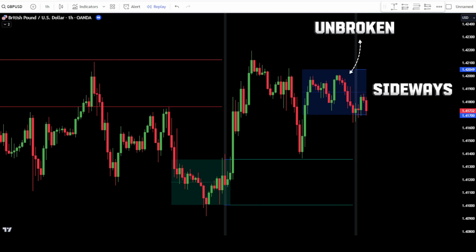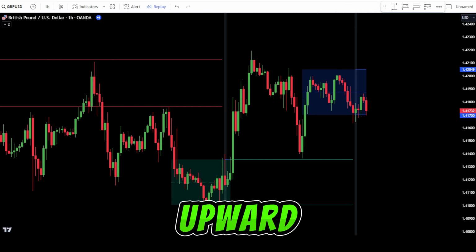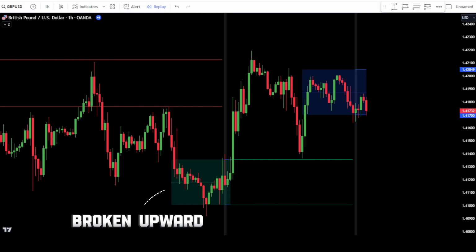When the price is unable to break out either upwards or downwards, it indicates that the market is still in a sideways position. 2. Broken upward. Broken upward indicates that the price has successfully broken out to the upside. This suggests that the price is likely to experience an increase. In other words, if the price breaks out to the upside and the indicator shows a sign of broken upward, it is a bullish trend signal or a continuation of a bullish trend.